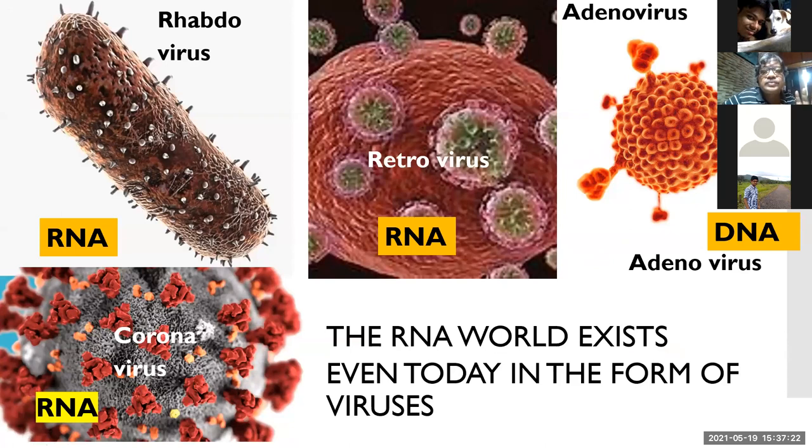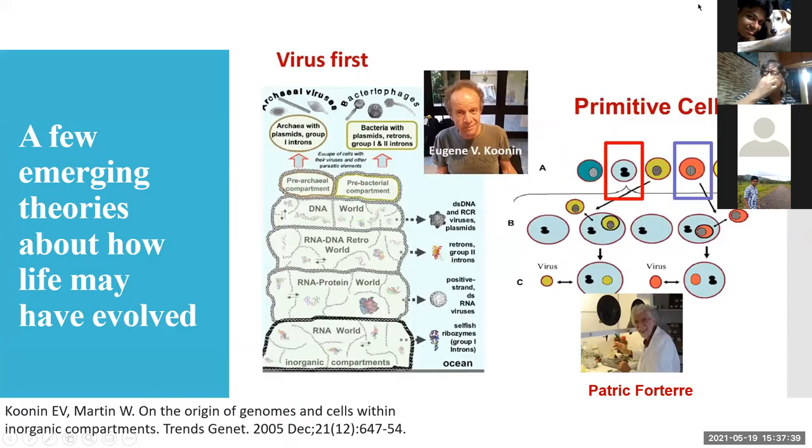So then the question is, can we have some kind of a theory in which maybe viruses can be considered as our ancestors? And that is shown in the next slide. These are the two theories. One is by Dr. Eugene Koonin, a very famous bioinformatician who has done extensive work on the homology of various genes and proteins. And here we have Dr. Patrick Forterre, who is more of an evolutionary microbiologist.